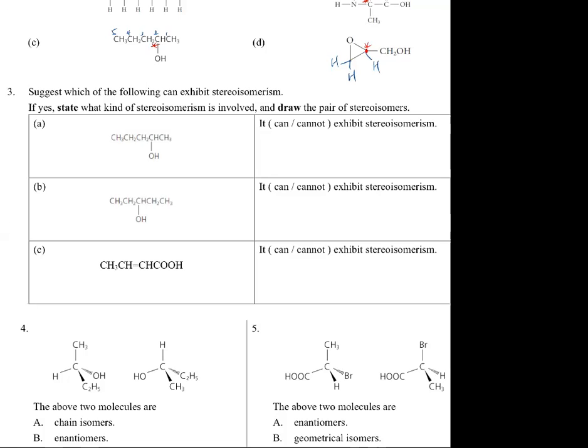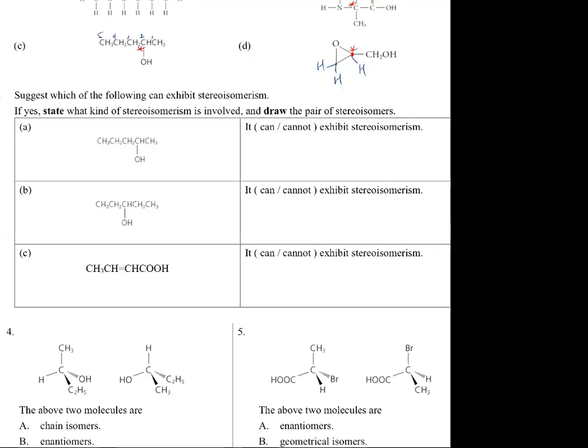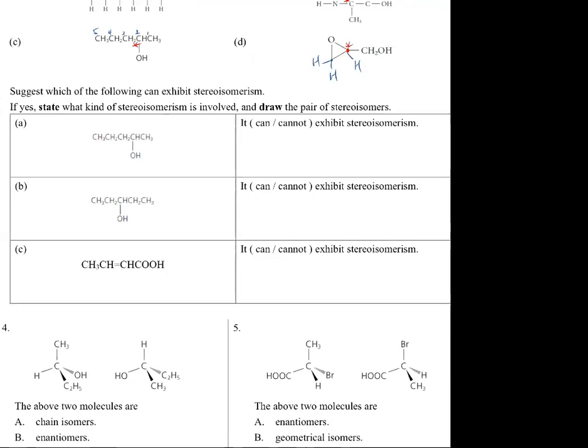Okay, let me go through this question. So part A, okay, let's work out whether it can exist as enantiomers. Okay, so the first one, because it got no double bond, so we will not consider the geometrical isomers. Then let's work out whether it has a chiral carbon or not.